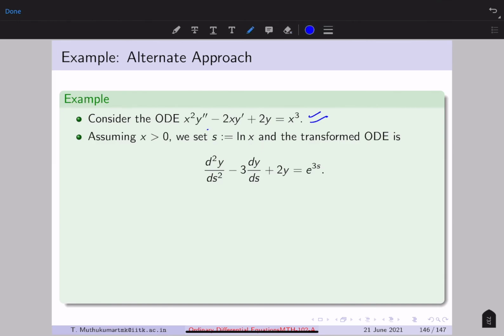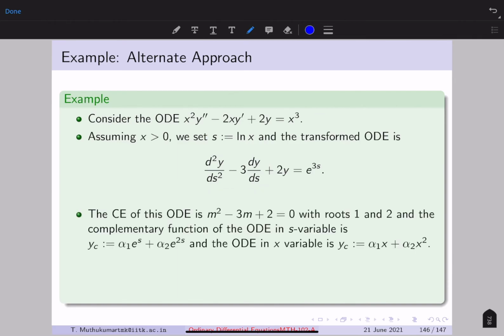Use this transformation to write it in the constant coefficient ODE form. Now earlier we used the method of undetermined coefficients. So you have two roots, so this is your complementary equation, there is no doubt about it. In the x variable, the complementary equation is alpha 1 x alpha, right? You have used x equal to e power s. So e power s is x, e power 2s is x square. So this is your complementary function for this equation.